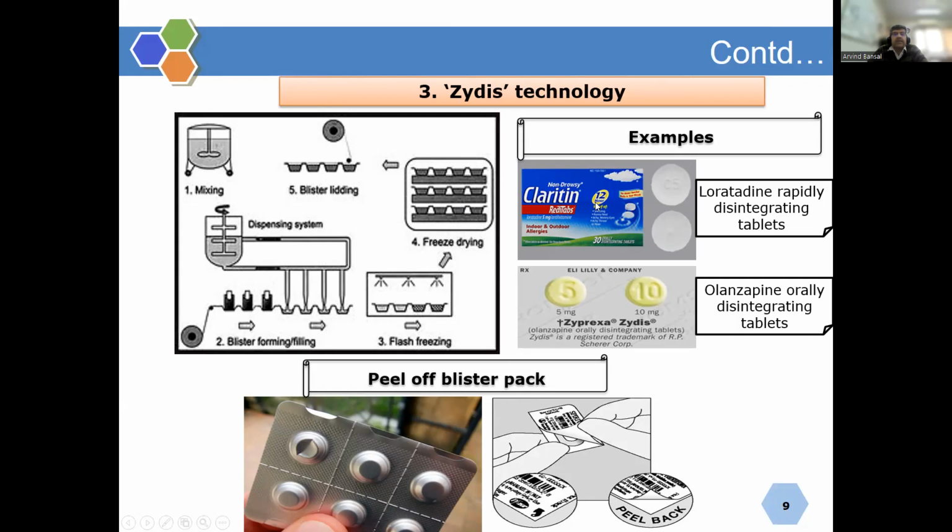Examples of products generated using Zydis technology include Claritin Ready Tabs, which is the mouth dissolving tablet of loratadine, and olanzapine orally disintegrating tablets that are sold under the trade name Zyprexa Zydis. A special kind of packaging is used for these products, called a peel off blister pack, and it looks like that. There are certain notches available for peeling off the upper layer of the blister pack in this manner. So this is the peeling off of the upper layer of the blister.